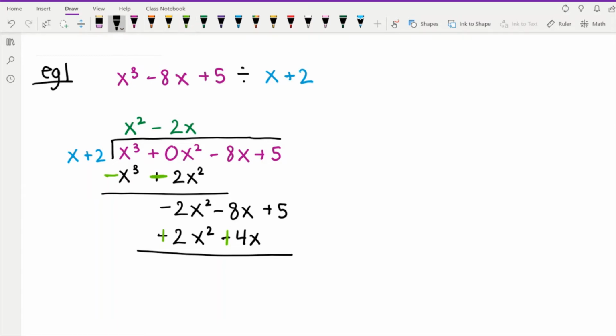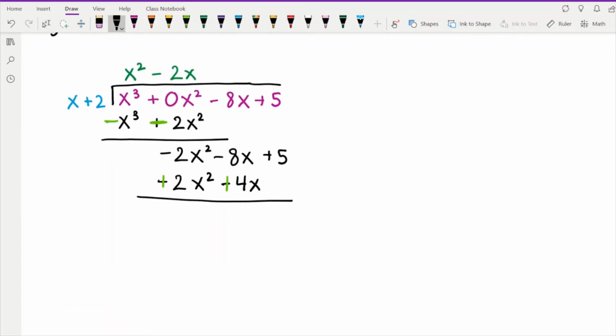And so what are we left with in this case? Well, the 2x squareds cancel out, and that's good. And so what we're left with here is negative 4x plus 5. And so now we want to divide x into negative 4x. So that would be negative 4. And so now we multiply negative 4 times x plus 2, and we write the results below. So that's going to be negative 4x minus 8.